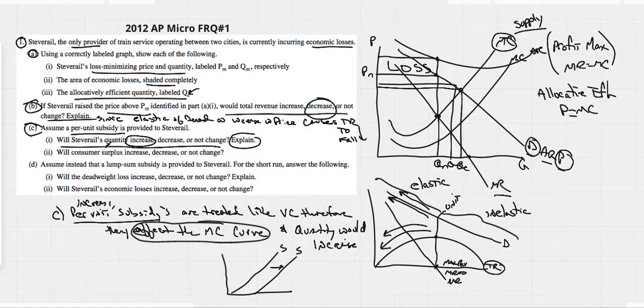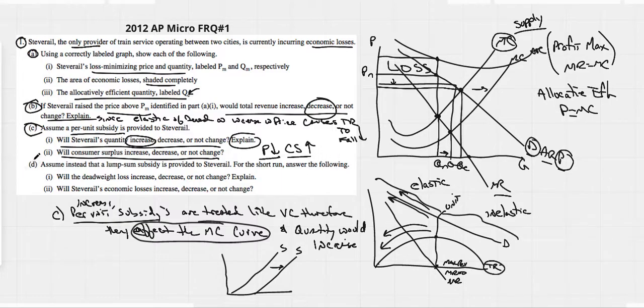Obviously, what they're asking here is, will consumer surplus increase, decrease, or not change? If price goes down, consumer surplus has to go up. What we do know is that when marginal cost shifts to the right, we would have a lower price. We'd still go back to profit max, but that would lower our price. When our price went down, obviously our quantity increased. When price goes down, consumer surplus has to go up.